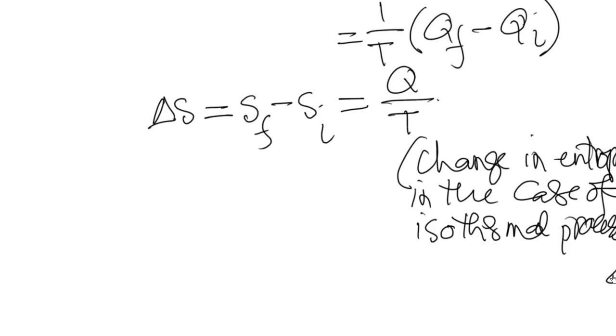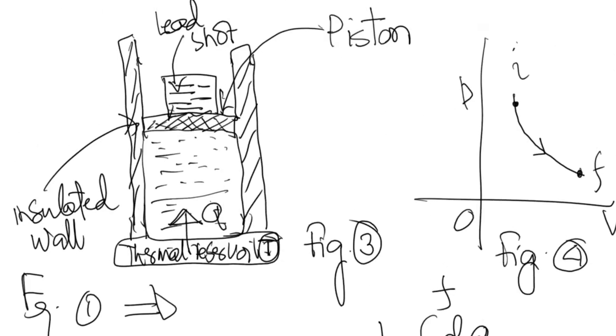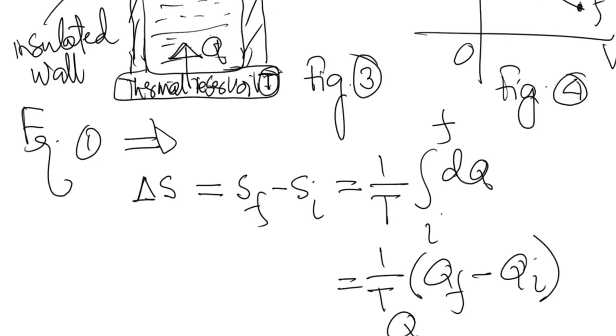To keep the temperature T of the gas constant during the isothermal expansion of figure 3, that Q must have been energy transferred from the reservoir to the gas. Thus, Q is positive and the entropy of the gas increases during the isothermal process and during the free expansion.